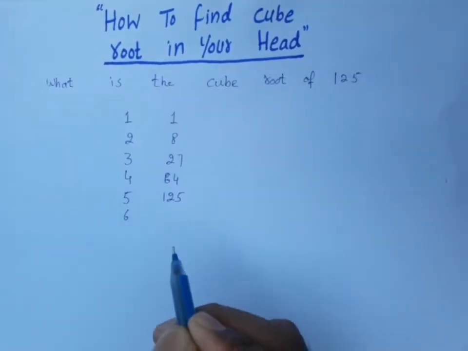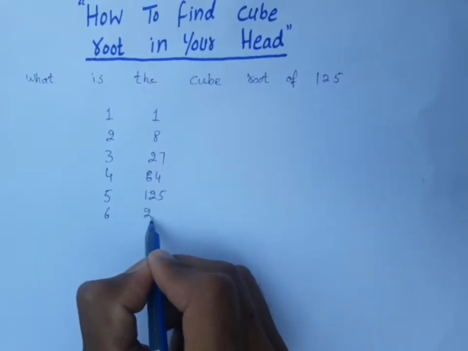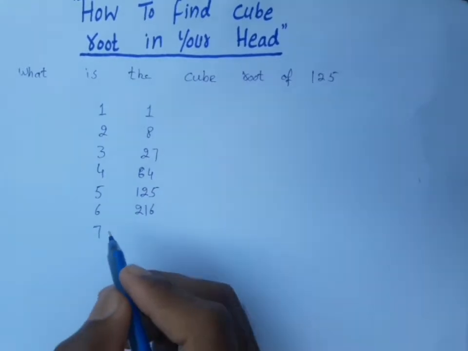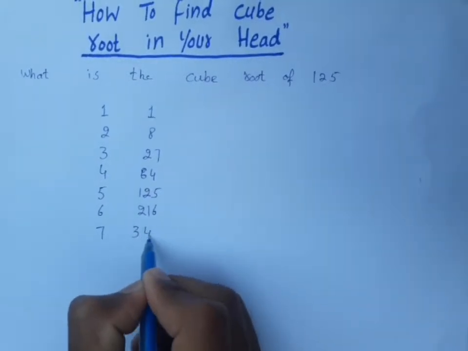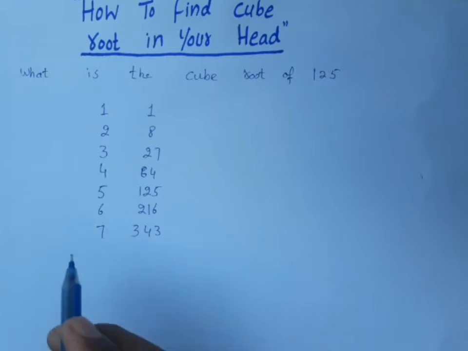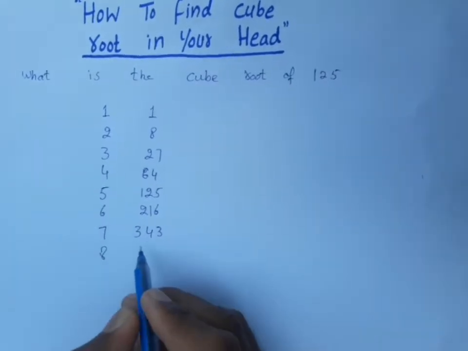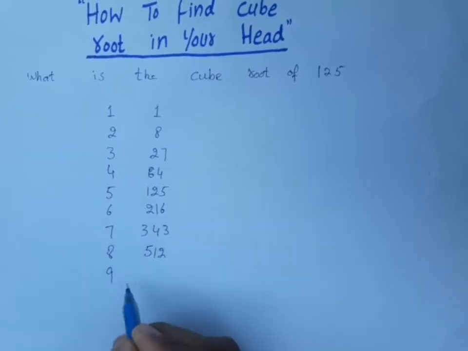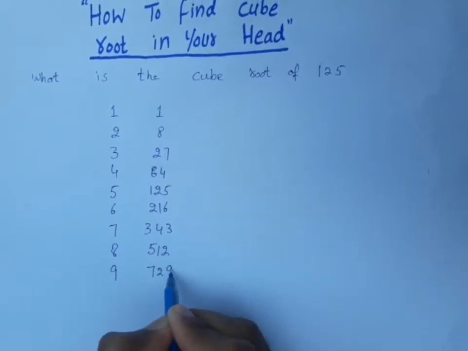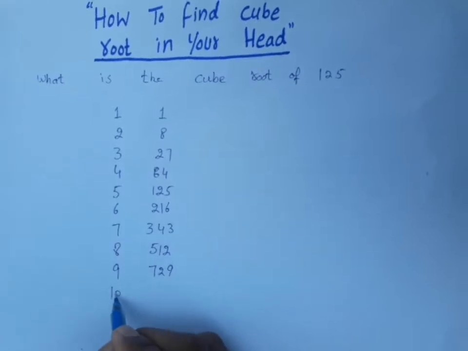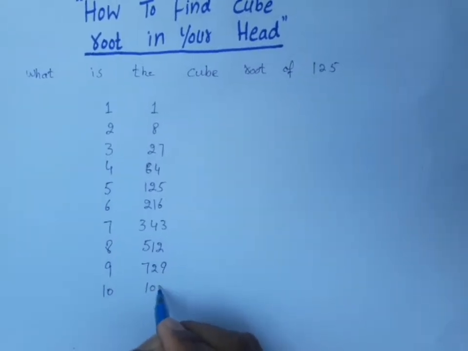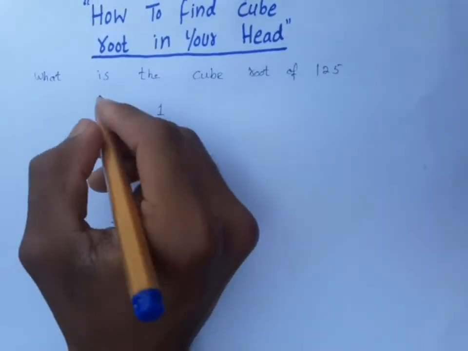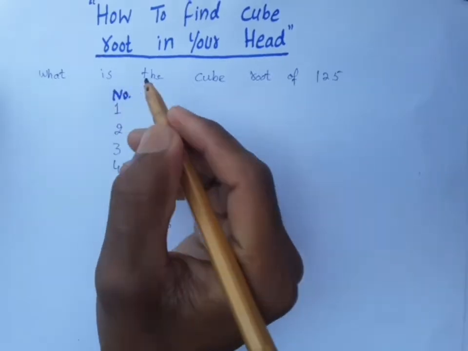And that of 6 is 216. Cube of 7 is 343. And cube of 8 is 512. Cube of 9 is 729. And cube of 10 is 1000. Okay, so here is the number and its cube.